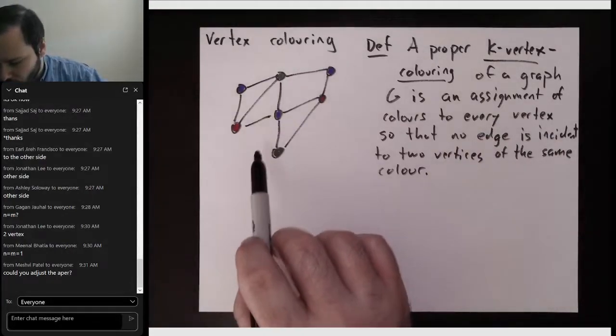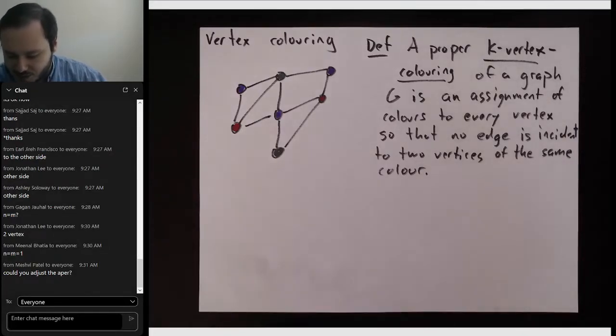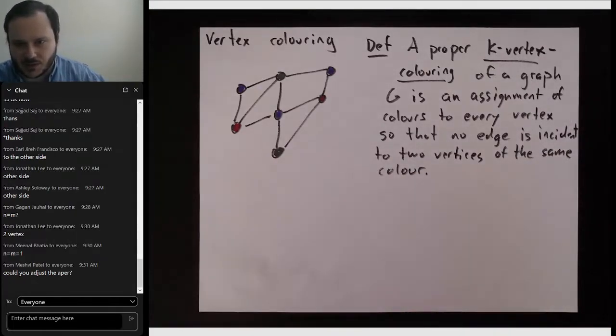So this is a proper three vertex coloring. Three is not the number of vertices, it's the number of colors. Sometimes we just say a proper three coloring, if it's clear we're talking about vertices.